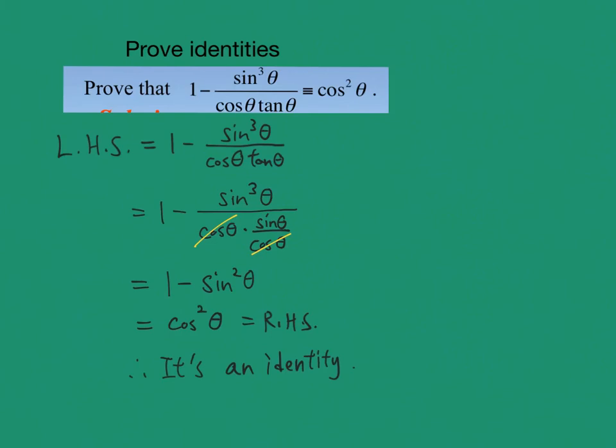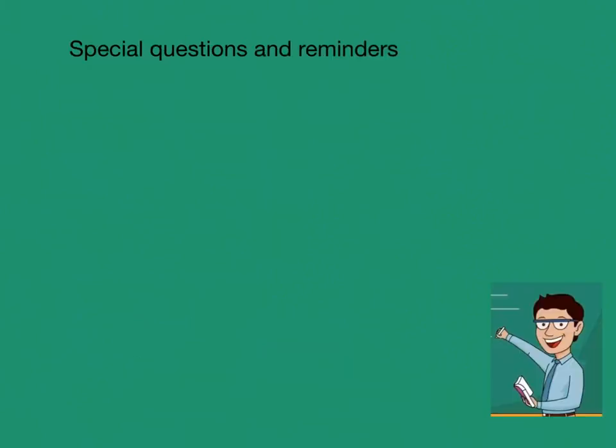In the last part of the video, I'm going to give you some special question types which are not covered in your homework and give you some reminders. The first one, find out the value of sine square 41 degrees plus cosine square 41 degrees. If you look at all the questions that you did before, you will see the angles are all theta, but not the exact values. Without using a calculator, I can get the value 1.